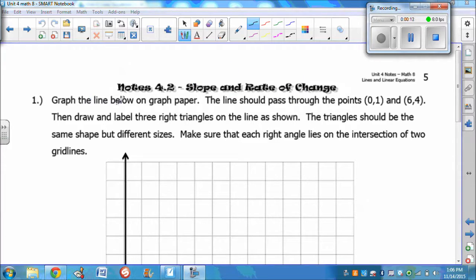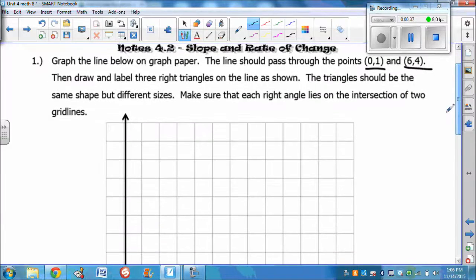It says graph the line below on graph paper. The line should pass through this point and this point, so (0, 1) and (6, 4). Then draw and label 3 triangles on the line as shown. The triangles should be the same shape but different size. Make sure that each triangle lies on the intersection of 2 grid lines. Holy cow, that says a lot. But watch, I'll walk you through it, and it's not so bad.